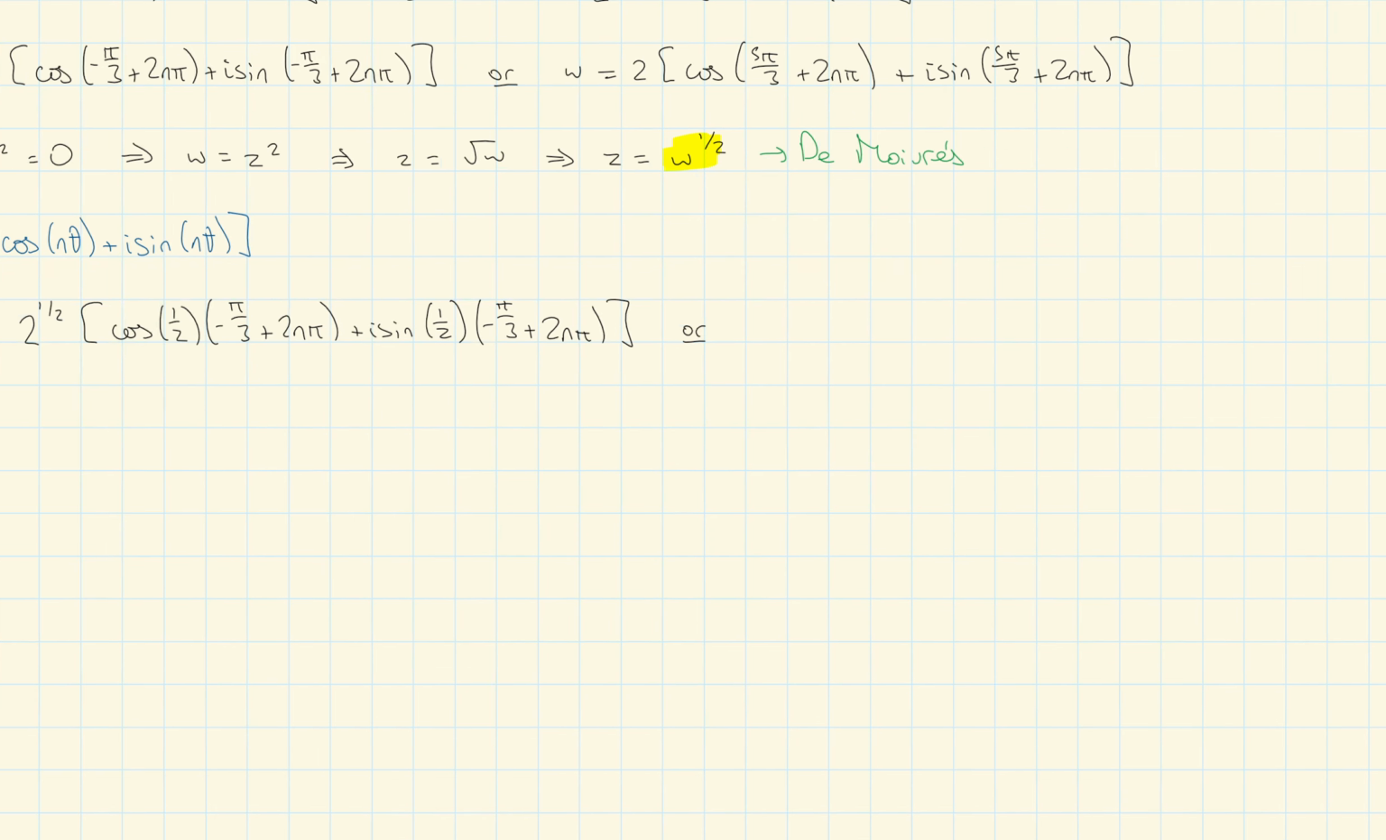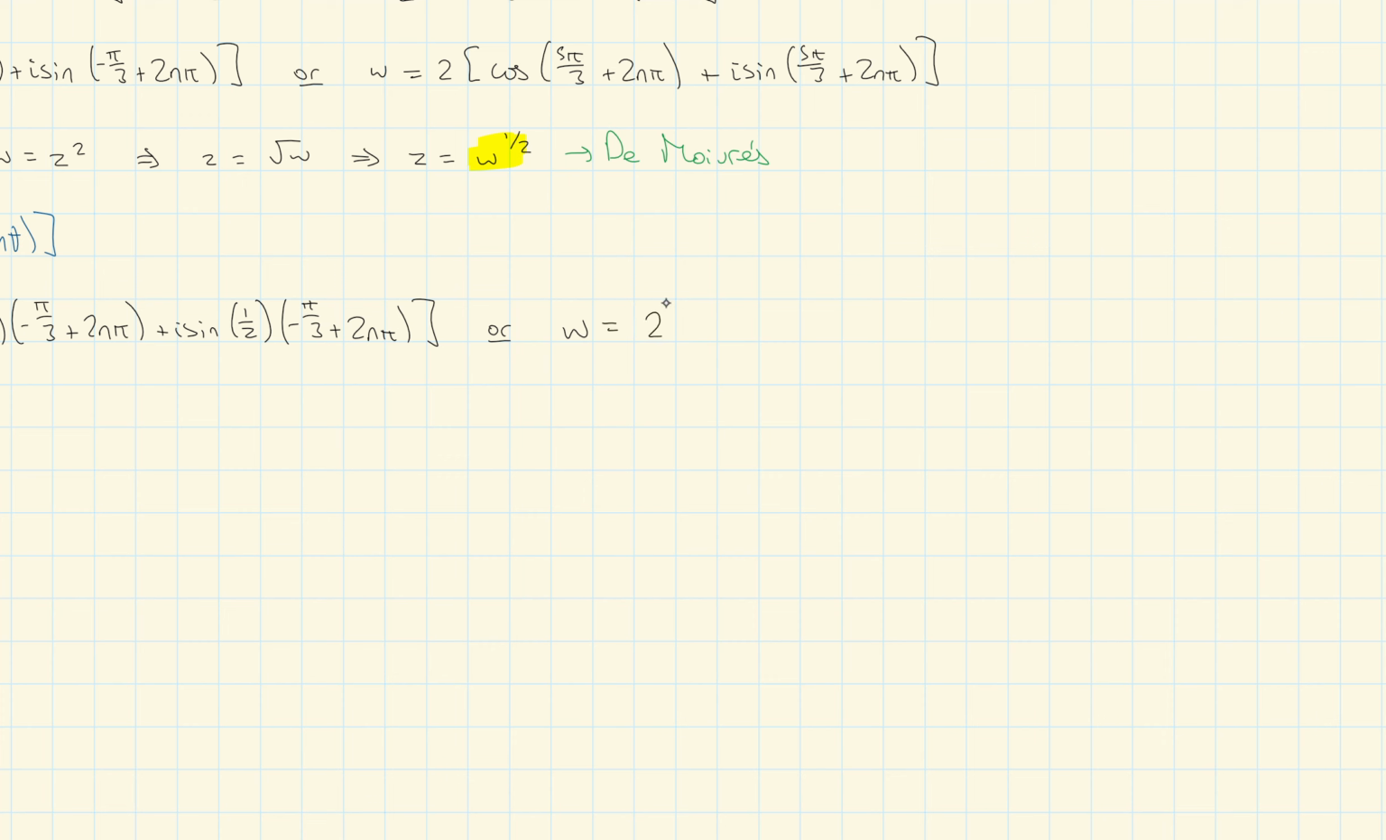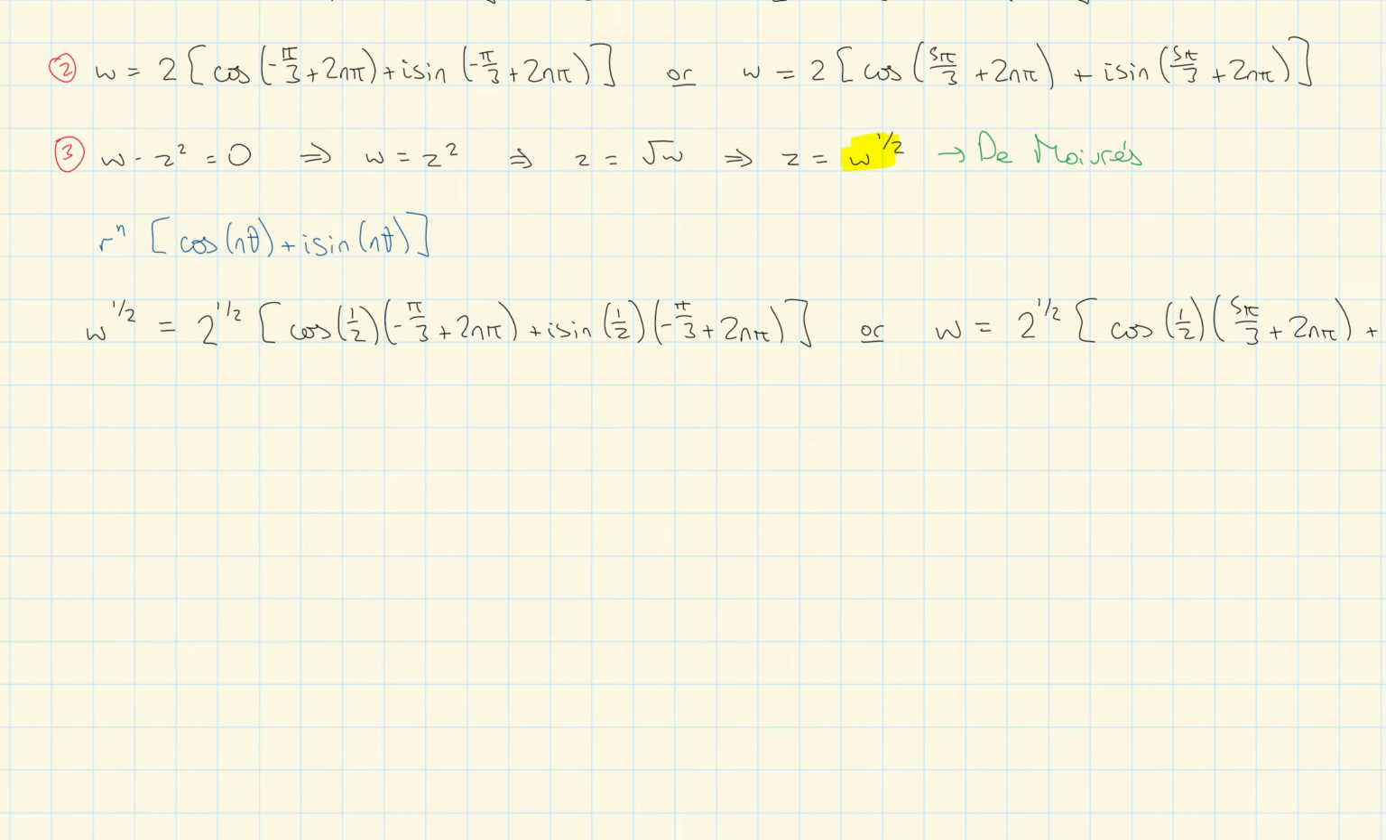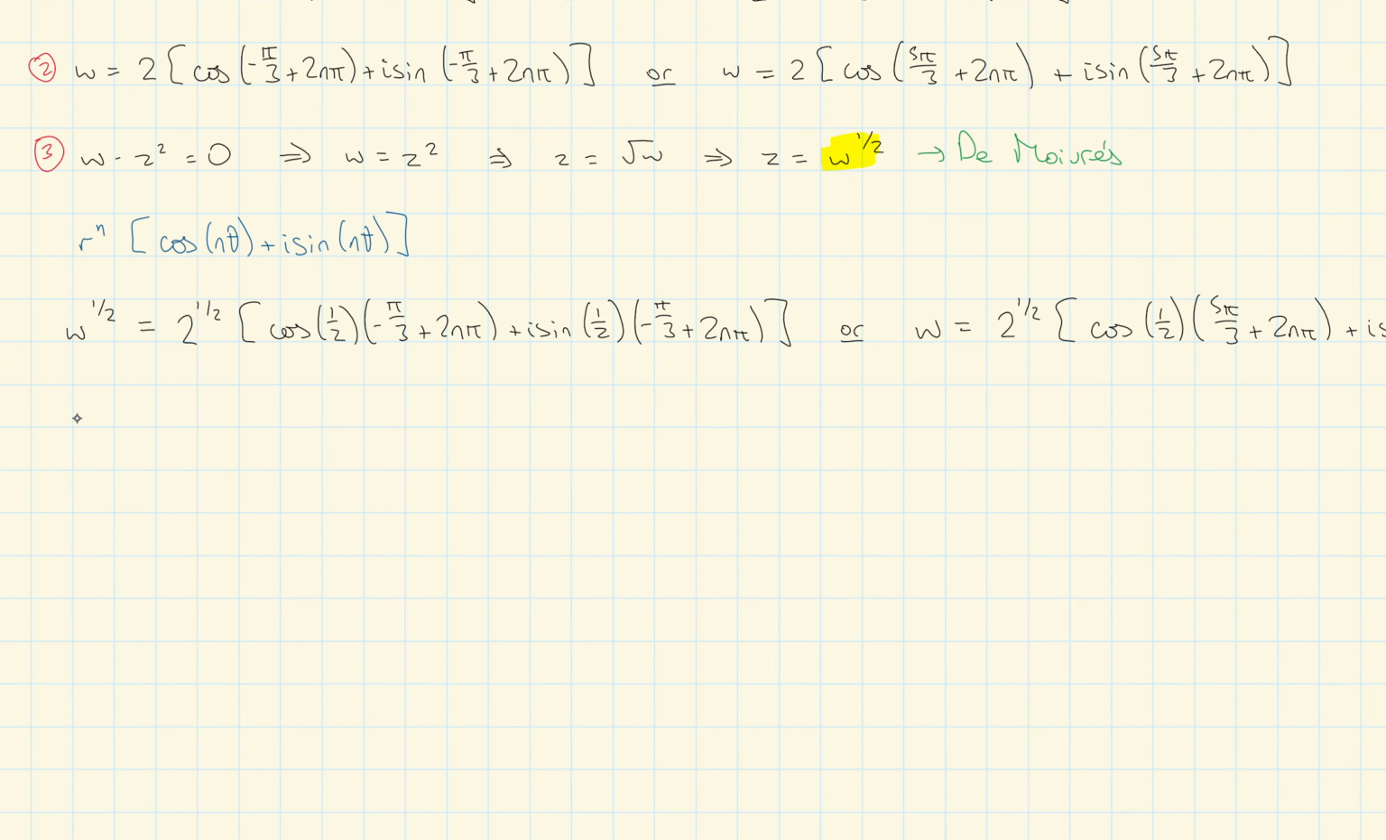Okay, and then our second option is w equals 2 to the power of a half, and we multiply in for the trig identity, and our angle here is 5 pi over 3. Okay, and a little bit of tidying up to do. 2 to the power of a half is root 2 cos of, it'll become minus pi over 6. A half times 2n pi, the half and the 2 will cancel, so we're left with n pi.